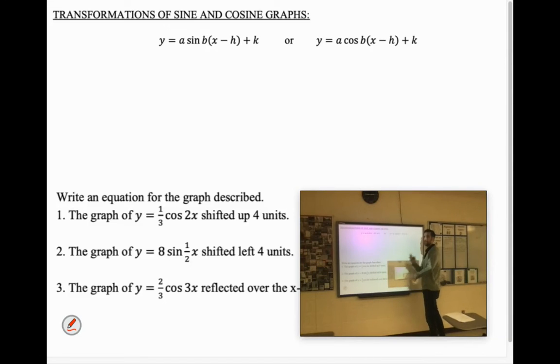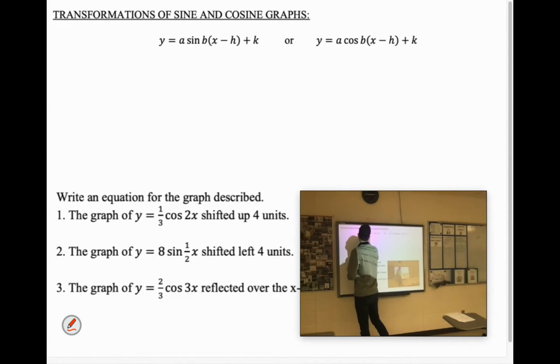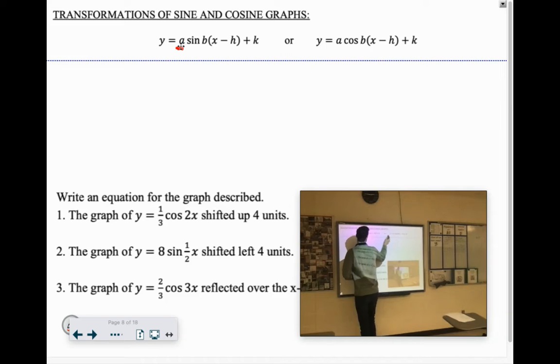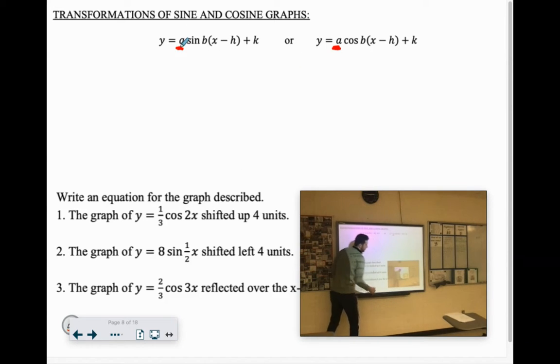Now we'll get into the formulas for the transformations. They both look the same, except one has sine, one has cosine. If you look in front on both of them, we have the A. So A represents the amplitude. You can draw arrows, but I don't want to have to write it twice here. So A is the amplitude, and actually the absolute value of A is the amplitude.